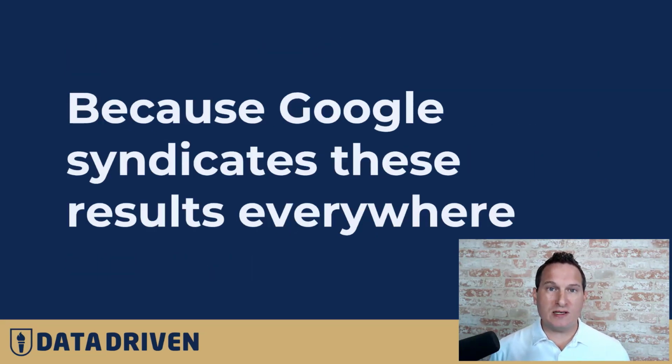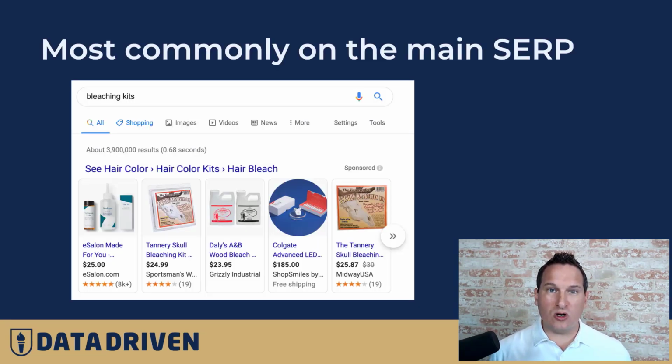And this happens because Google finds these results useful. Anytime they find a commercial intent query, they syndicate these results pretty much everywhere. So for example, on the home screen, if I were to type in bleaching kits, for whatever reason, I'm not sure why somebody would type that in there, but I thought it would be a funny example to give, then they're going to give you shopping results, and it's implied that somebody's looking to buy or purchase a bleaching kit when they type in that search.